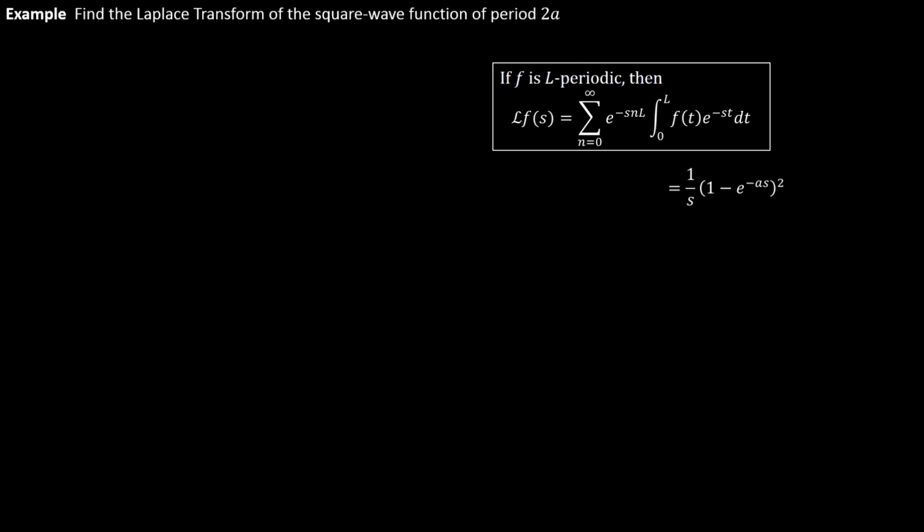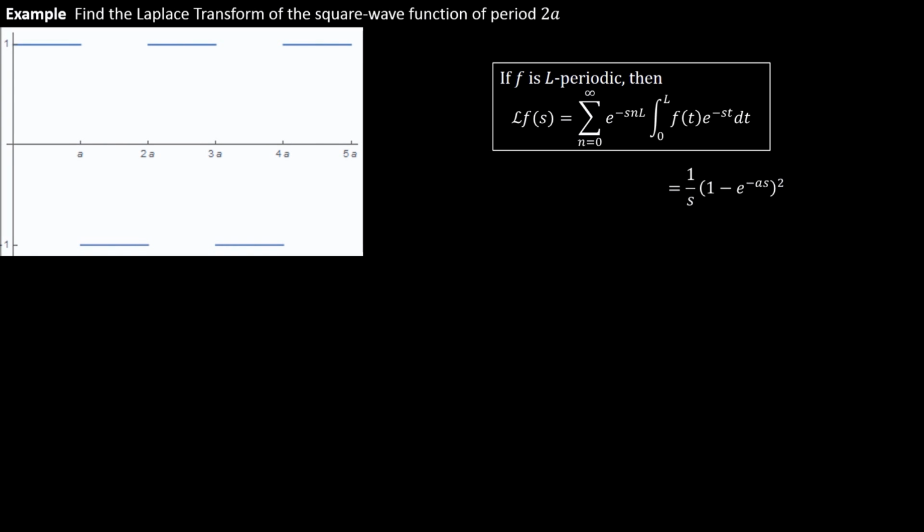So let's take the Laplace transform of a square wave function of period 2a. This is what I'm talking about. It's a square wave. It's 1, then all of a sudden it's -1, and then it's back to 1 again. I'm saying its period is 2a, meaning it repeats itself every 2a units. And we're going to find the Laplace transform, so L, the period, equals 2a.